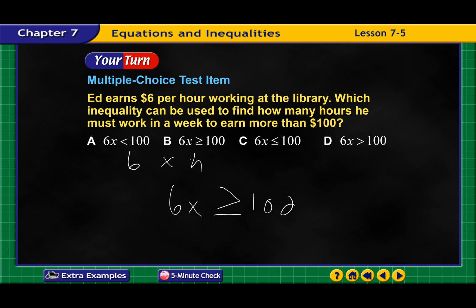So that was the difference there. When it says to earn more than, it means it can't equal 100. So it has to be more than. So 100 is not more than 100. So that's why I was wrong.